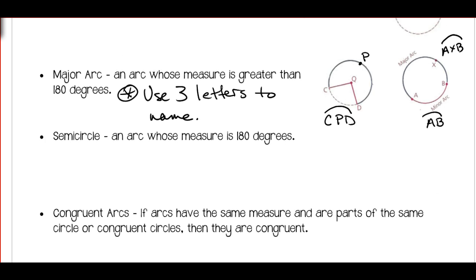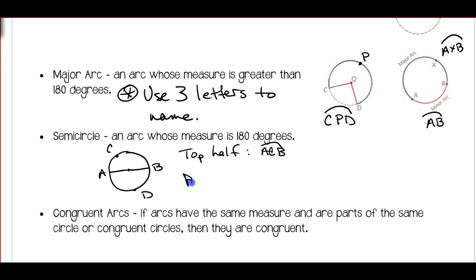So if we've got a semicircle, again, you've got to use 3 letters. So here's my circle, there's a diameter, we'll call that A, we'll call that B. I'm going to put a point here, C, and a point here, D. So with the semicircle, again, you have to use 3 letters because you need to know which half of the circle you're talking about. So in this case, the top half would be arc ACB, and then the bottom half would be arc ADB. Alright, so you need to specify.